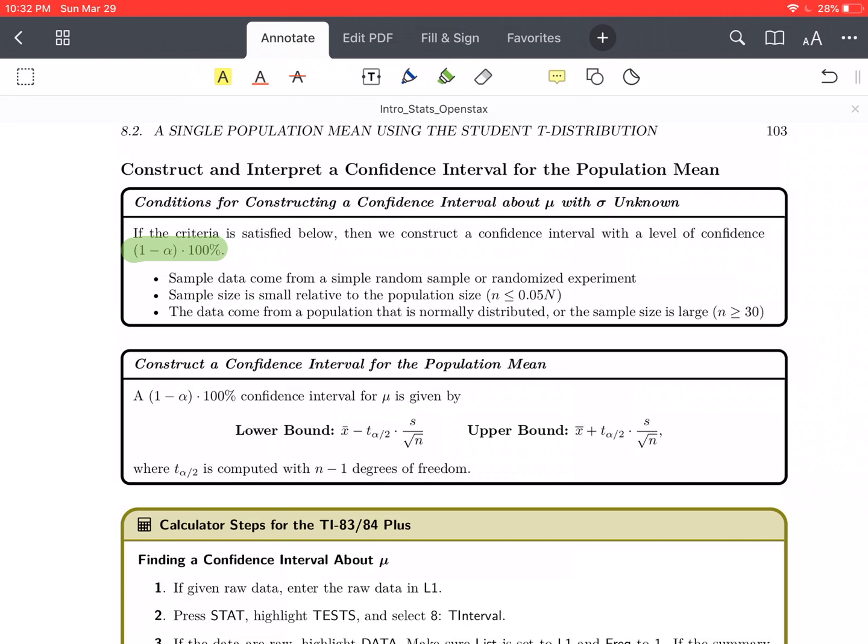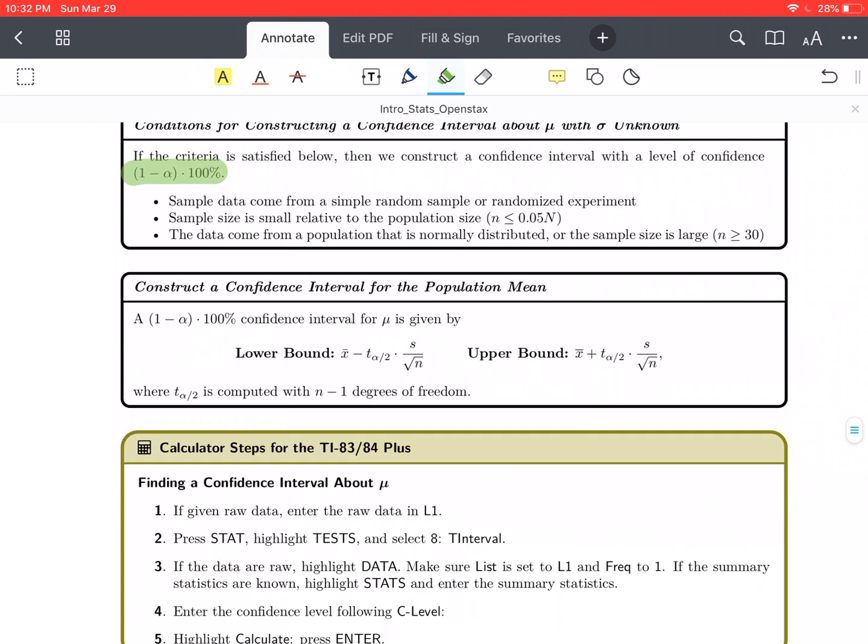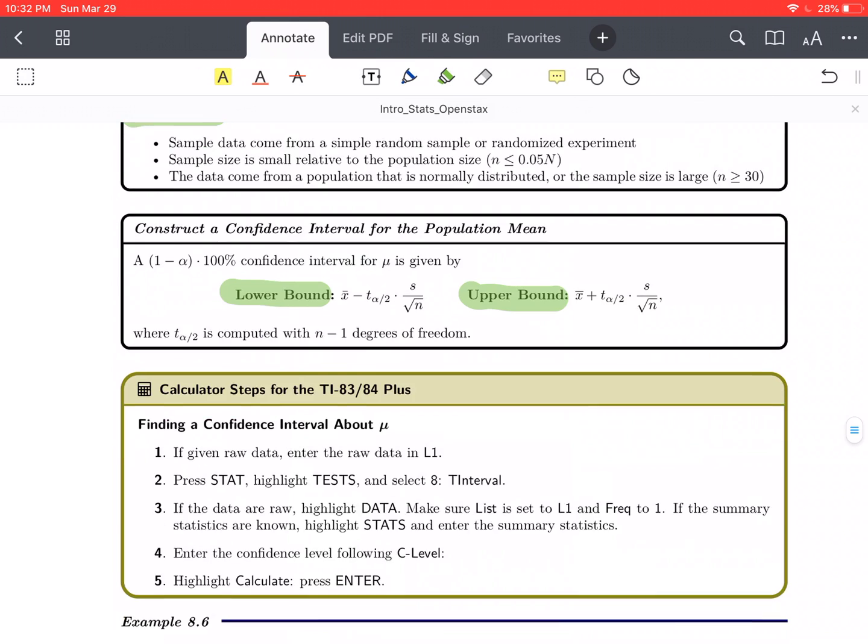Okay. So to find the upper and lower bounds, that's right here. The formula is very similar to what we saw on the previous page. You take the x bar value and you take plus or minus t sub alpha over 2 times s over the square root of n. All right, so that's the standard deviation for x bar.